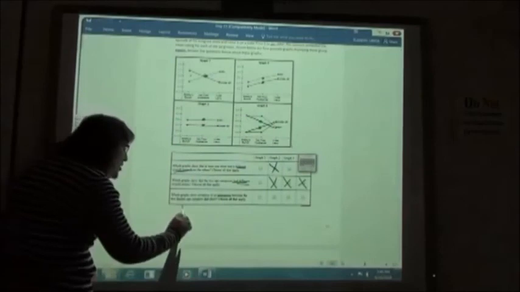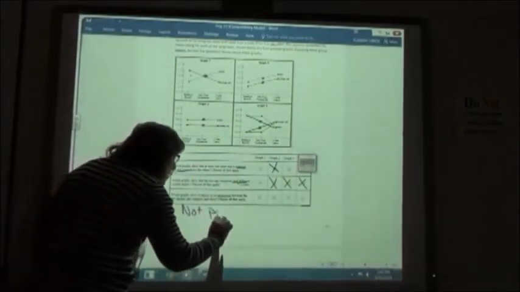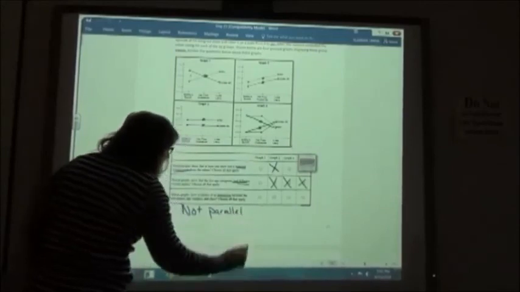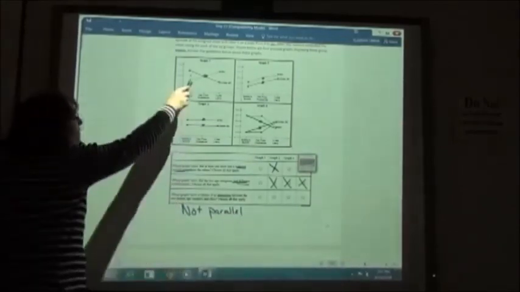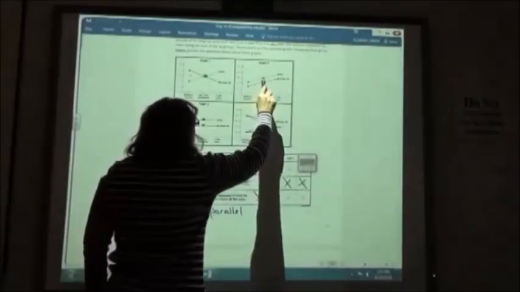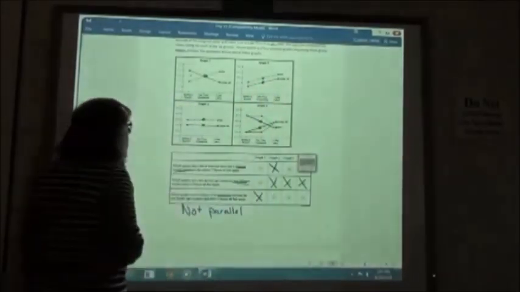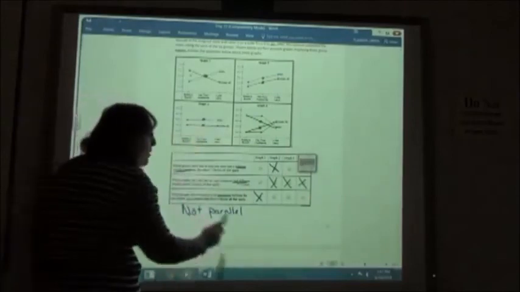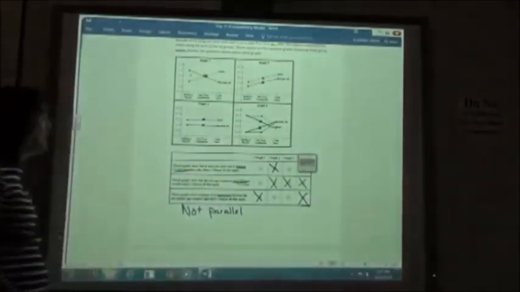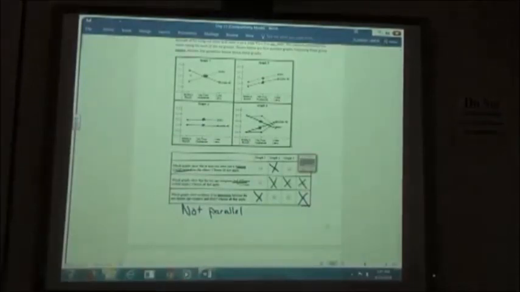If there's an interaction, they are not parallel. Those lines are not parallel. There is an interaction. These lines are parallel. No interaction. These lines are parallel. No interaction. These ones are not parallel. There is an interaction. So if there's an interaction, my lines are not parallel.